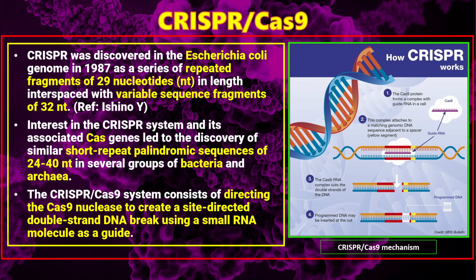The CRISPR-Cas9 system consists of directing the Cas9 nuclease to create a site-directed double-stranded DNA break using a small molecule as a guide. So here we can see inside a cell a complex formed by Cas9 protein with guide RNA, which then attaches to a matching genomic DNA sequence adjacent to the spacer, which is the yellow segment shown here. And then the Cas9 RNA complex acts as a scissor and cuts the double strand of the DNA. And at last, the programmed DNA would be replaced at the cut portion.